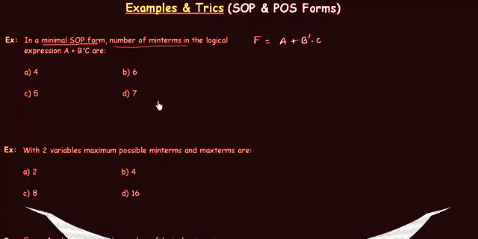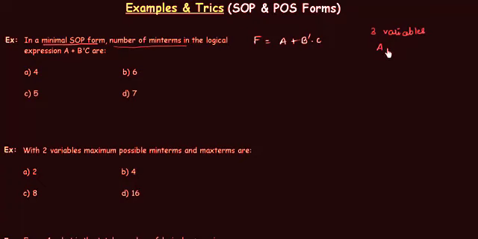So let's start with it. We have to follow the same steps that we discussed in the last presentation. The step number 1 is to find the number of variables and also what their names are. And I can see there are 3 variables A, B, C. So let me write it down. We have 3 variables and they are A, B and C.